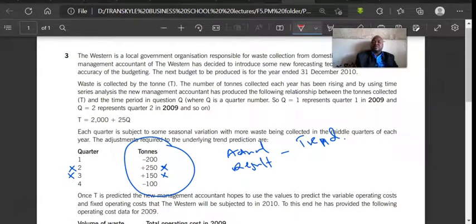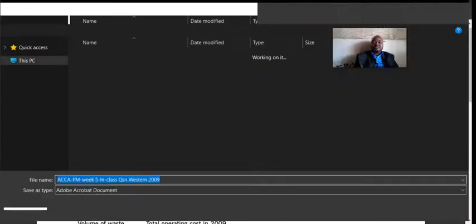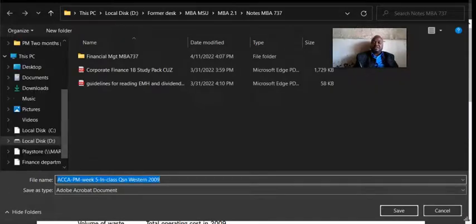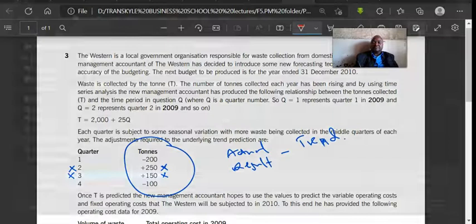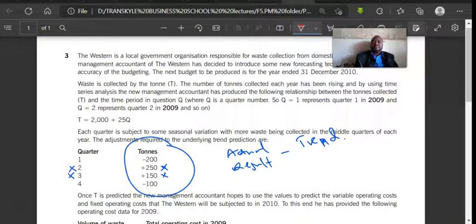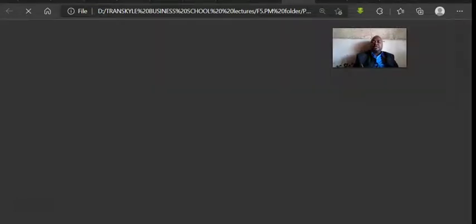Oh, what's happening again? Let me try to resave. Ladies and gentlemen, let me try to resave this because this machine is sometimes ridiculous. Okay, I'm sorry.